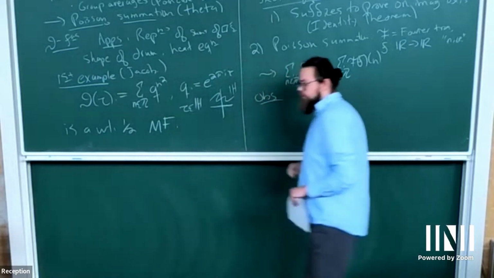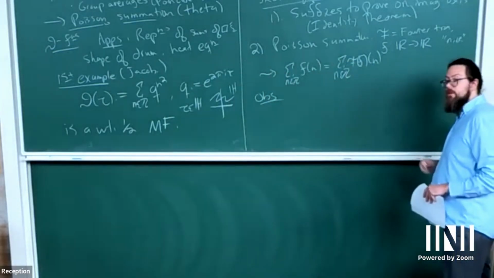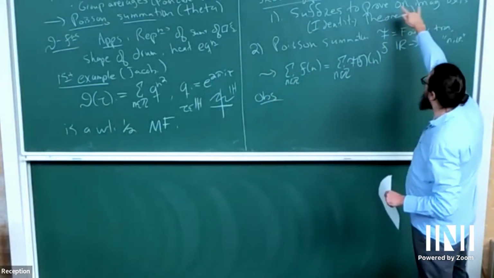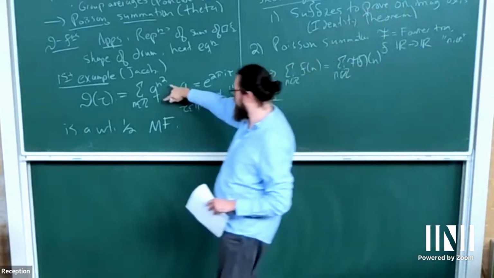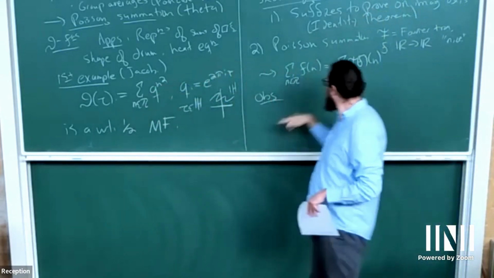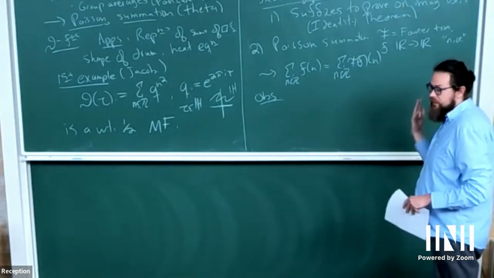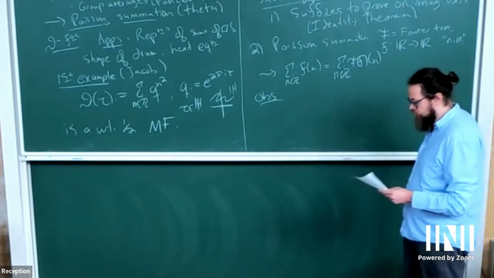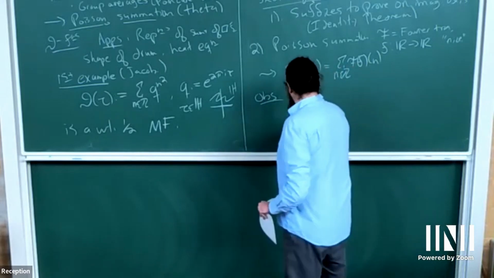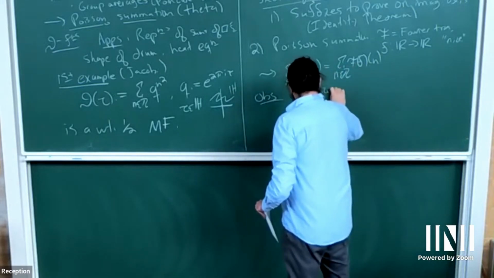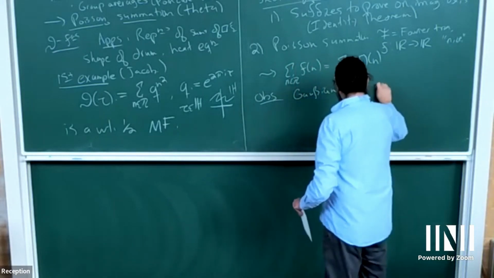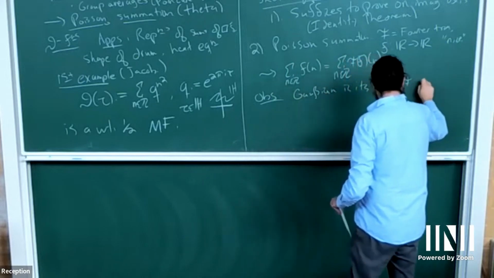And then the next small observation: if you look at the theta function on the imaginary axis, you essentially have Gaussians. You want to apply Poisson summation, and the Gaussian is essentially its own Fourier transform. Okay. So observation: the Gaussian is its own Fourier transform.